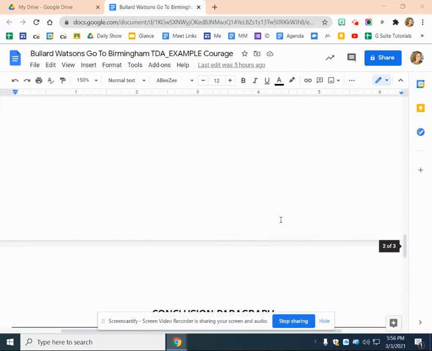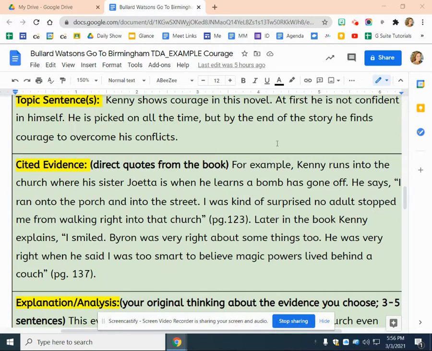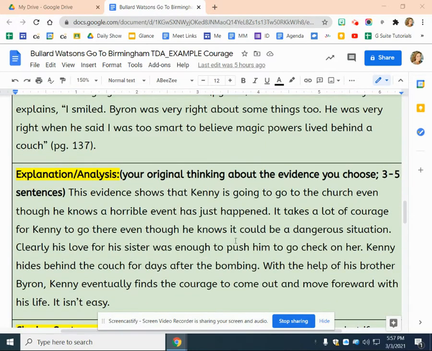So I'm going to go back to the body paragraph that I wrote. And remember, mine was about how Kenny found courage to help himself get through his struggles. And I found a couple of examples, like when he ran to the church when the bomb went off, and at the very end when he smiled when Byron helped him come out from behind the couch, and he kind of has a better perspective on things at the very end of the book, which took courage. And then I talked about that. I explained why I chose that evidence and why I think it's important to the story and the theme. So I'm just kind of rereading what I wrote in the body.